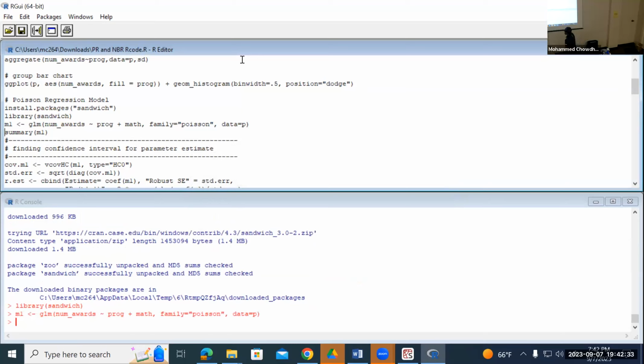Take a look. In the linear regressions, we use the LM, but here we have to use the GLM, generalized linear model. GLM. Number of awards, which is my dependent variable, and then program and math are my independent variables. This is coming from the Poisson family. That is why I put here Poisson. For negative binomial, you should write here negative binomial. And my data is the P data. Okay? Just one line of code will give us everything, right? One line of code.